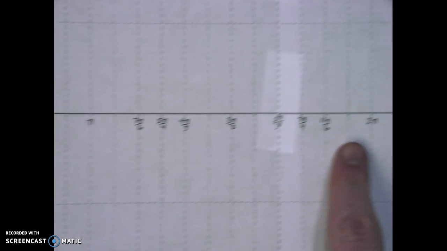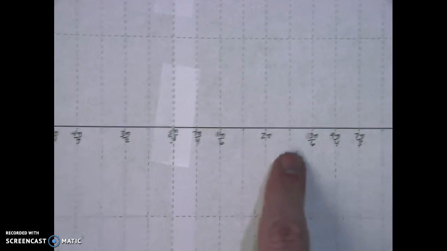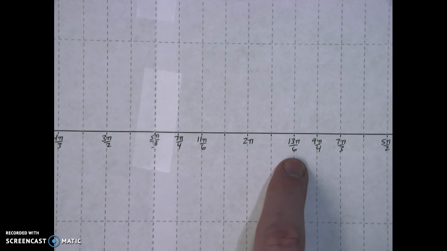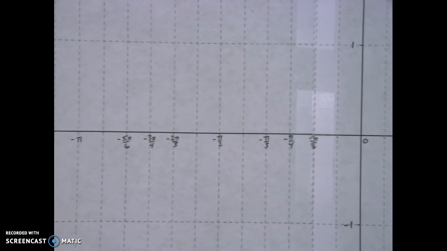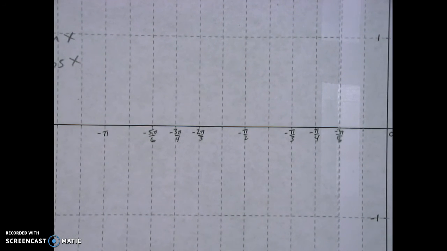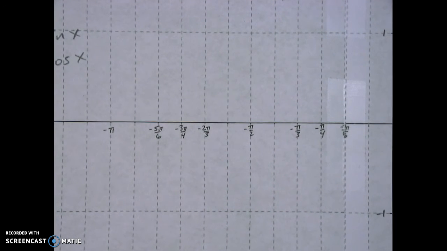Now I want to point out that this graph goes beyond 2 pi. So for example, 13 pi over 6, but you should be able to find that, I think. Okay? So that's if you're making the sine curve. I'll also point out that there are some negative angles on there, so you need to go in the negative direction as well. And if you're struggling finding those angles, definitely let me know. We'll try and help you out.